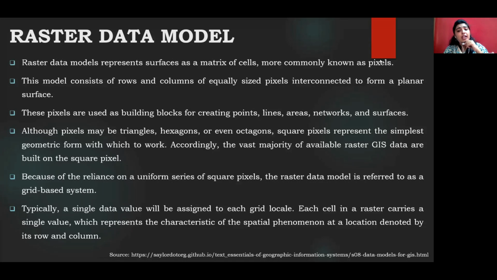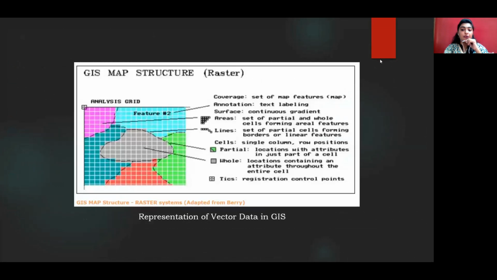Although pixels may be triangles, hexagons or even octagons, square pixels represent the simplest geometric form with which it is easy for us to work. Pixels can be in any form, but the most widely used form of pixel is nothing but a square. Typically, a single data value will be assigned to each and every grid cell. Each cell in a raster carries a single value which represents the characteristic of the spatial phenomena at the location denoted by its row and column.